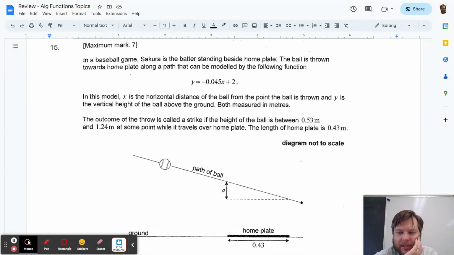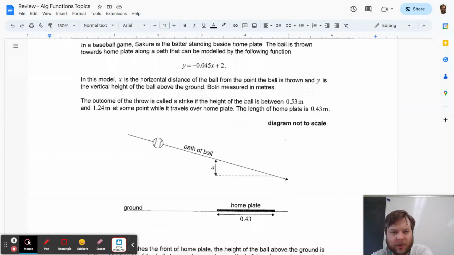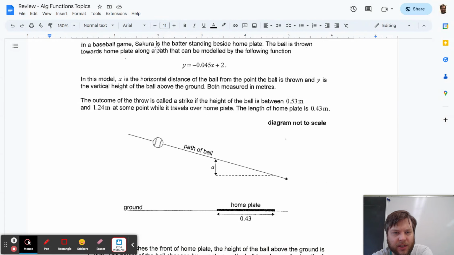All right, so here we've got a nice situation, slightly unrealistic, but good enough still to analyze what's going on here. We have a batter standing beside home plate, and then the ball is thrown towards the home plate along a path that can be modeled by a linear function. Of course, the ball is going to curve a little bit because of gravity, but if you throw a ball fast enough, it does sometimes look pretty much like a straight line. So we'll just suspend disbelief here for a second.